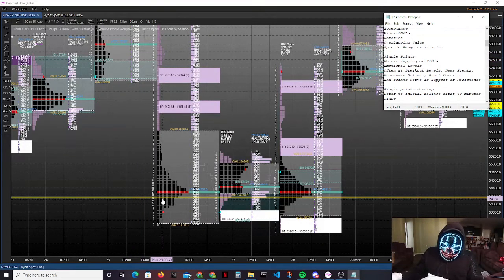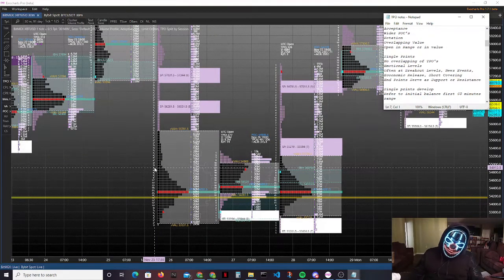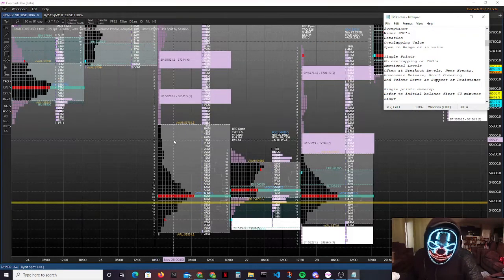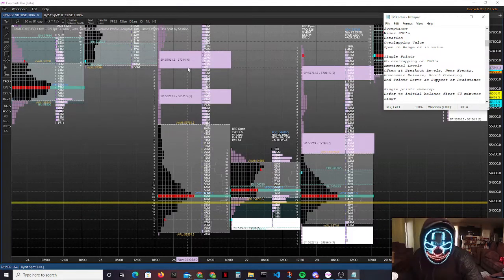And boom, we fall. Now with imbalances, the good thing about market profile is you get to see where these imbalances actually started. It's not just a big wick. You get these things called single prints. Single prints are big boxes. I'm going to say this in the simple man's term. They're big boxes that can act as resistance or support levels.